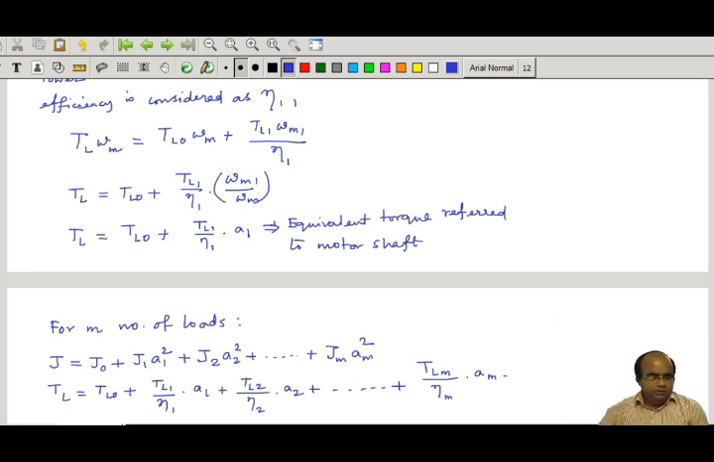This is all about the equivalent inertia of the rotating type of loads. Okay, in the next lecture, we will discuss about the loads with linear motion. Okay, thank you.